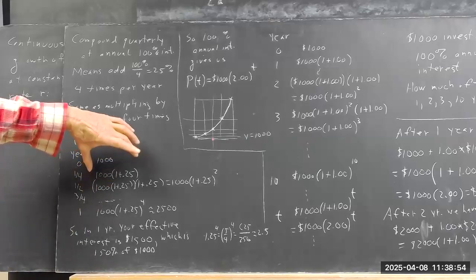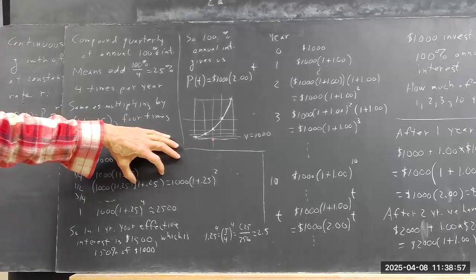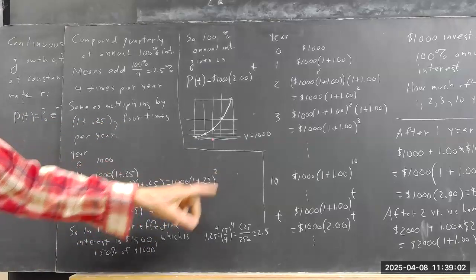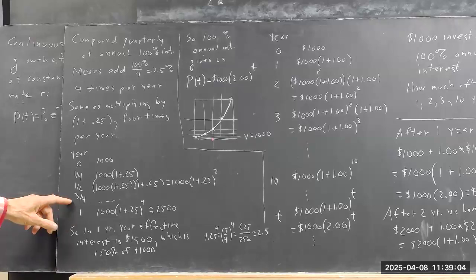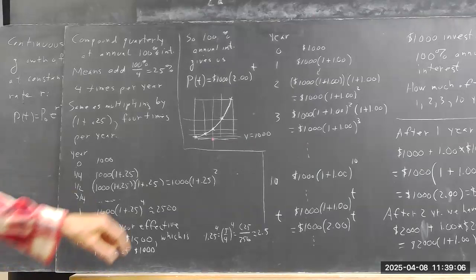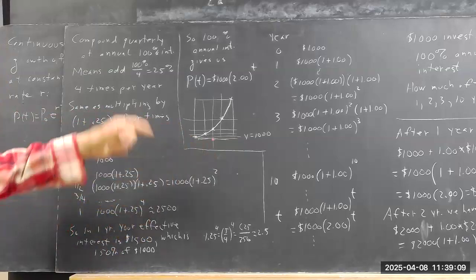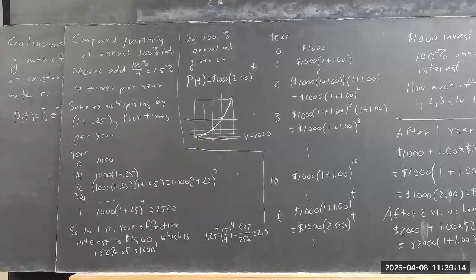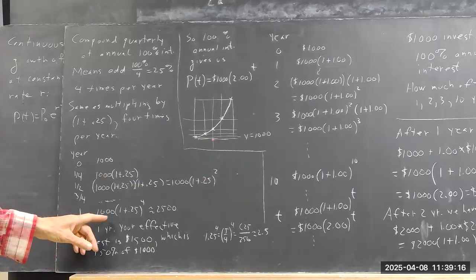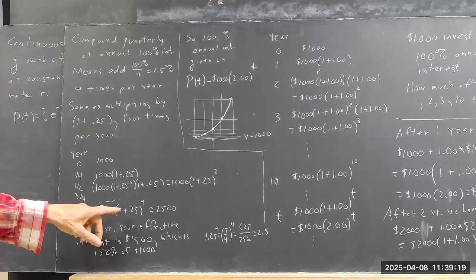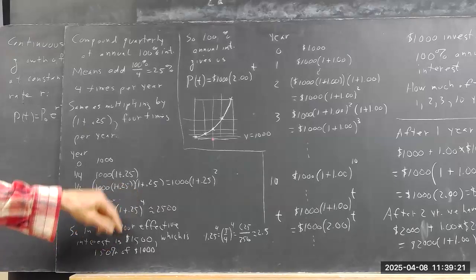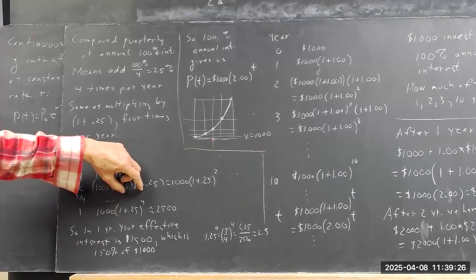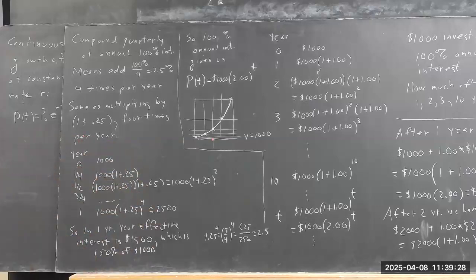After half a year, you take this amount and multiply by 1 plus 0.25. So you got 1,000 times 1 plus 0.25 squared. I didn't write it out for the third quarter, but you would take this and multiply it by 1 plus 0.25, and you'd end up with 1,000 times 1 plus 0.25 cubed. And at the end of the year, you'd have done the 1 plus 0.25 4 times. Multiplying it by that factor each time gives you 1,000 times 1 plus 0.25 to the 4th. That comes out about $2,500.